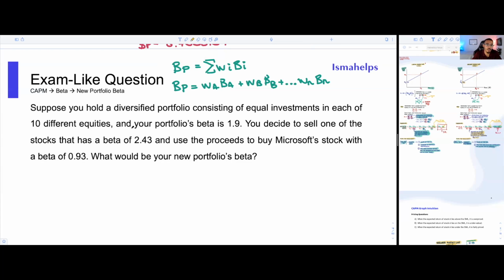Suppose you hold a diversified portfolio consisting of equal investments in each of 10 different equities, okay? And your portfolio's beta is equal to 1.9. Let's go ahead and highlight information already, just to make this simple for us towards the later part of the question. If you see this on an exam, they tell you the portfolio beta is 1.9. You're just going to highlight this as being equal to 1.9. The beta of the portfolio is 1.9.